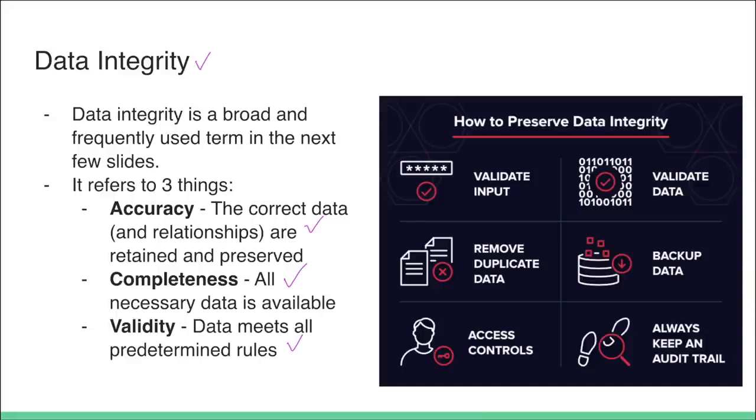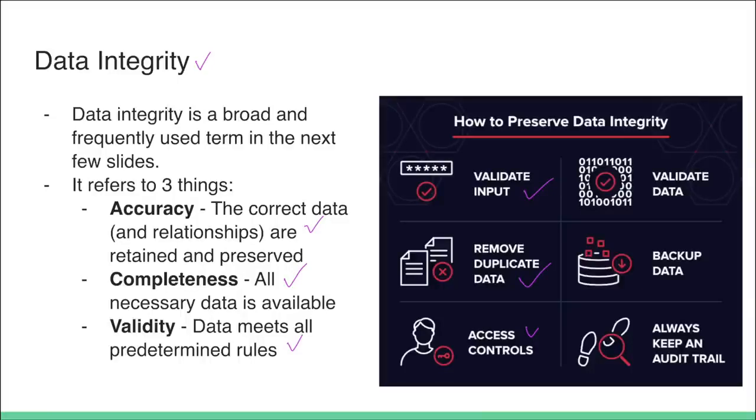Here we have a great graphic that talks about how we can preserve data integrity. So validating input connects to validity. Removing duplicate data also connects to completeness. Duplicate data is not really what we mean when we're talking about completeness because we just don't really need it. Access controls are necessary for preserving data integrity because if someone who you don't want is accessing the database, they might violate the accuracy, completeness, or validity of the data.